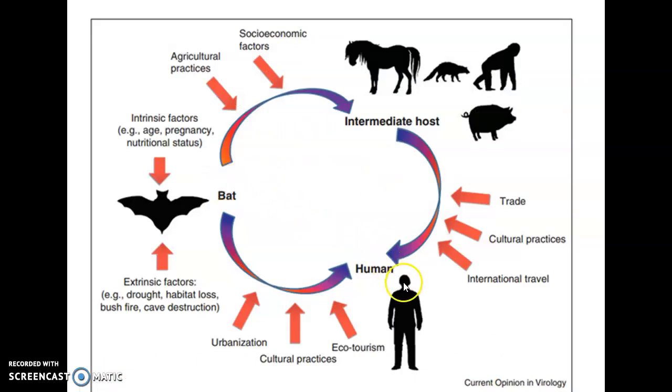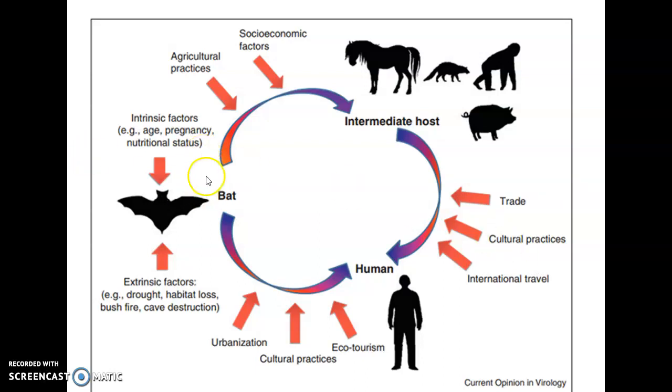So one way is through bat to human, and this could be done by urbanization, so going into the bat's region. Also cultural practices where you deal with bats, and then ecotourism, so bat watching. And intermediate hosts could be anything like a horse, some sort of small mammal, a gorilla, or a pig. And this could be transmitted to humans by trade, again, cultural practices, or international travel, so people coming in. So like immigration, going out to other countries.